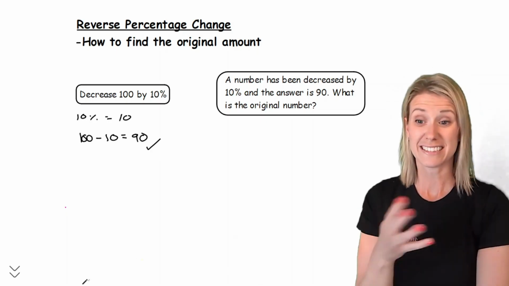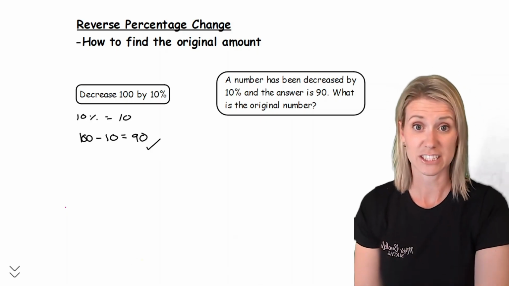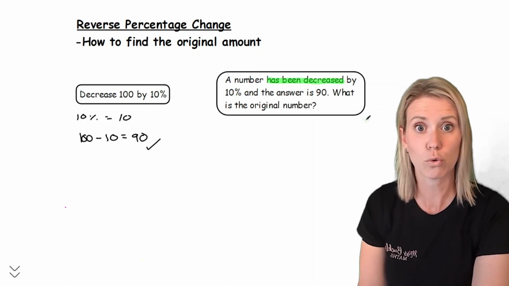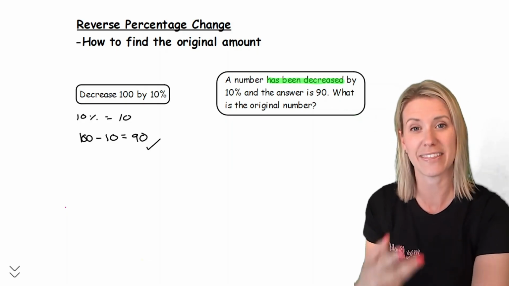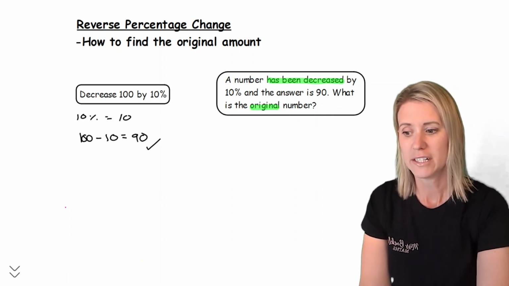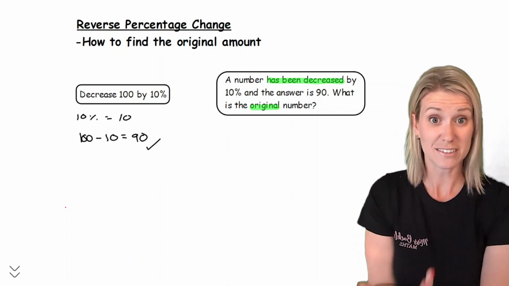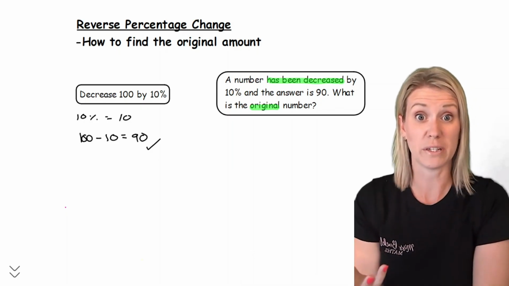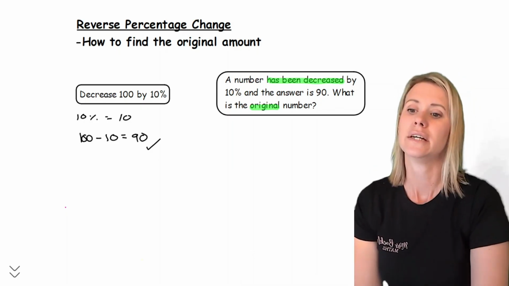Now, this is a reverse percentage change, and see how it's different. A number has been decreased, so it's already happened, by 10%, and the answer is 90. What is the original number? So it's not asking you to decrease 90 by 10%, it's saying it has happened. What now do we do to get back to the original?